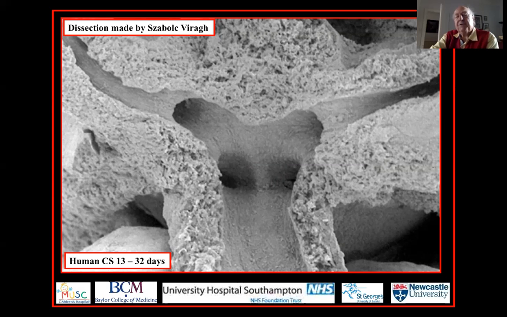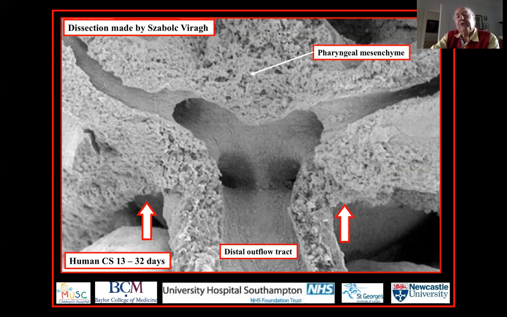And what Szabolcs has done is taken away the pharyngeal mesenchyme at the junction of the distal outflow tract with the aortic sac. So there you see the cavity of the distal outflow tract. If you look at its walls, we see the margins of the pericardial cavity. And by dissection, Szabolcs has shown you that within the pharyngeal mesenchyme, we find this cavity, and we call this cavity the aortic sac.